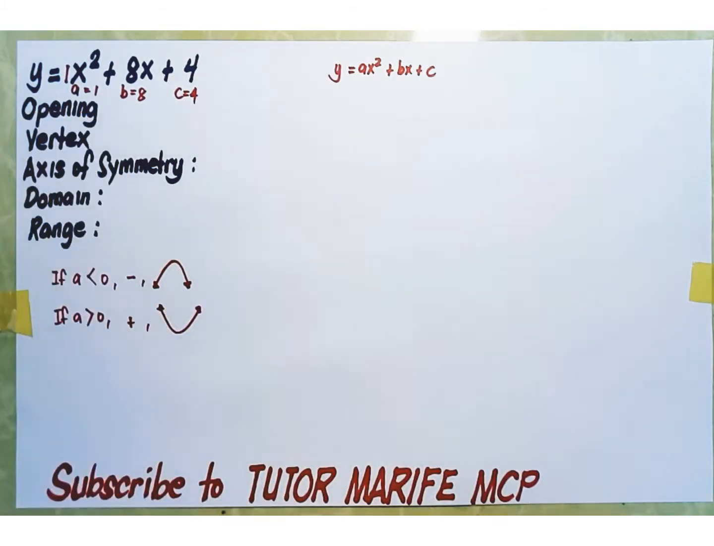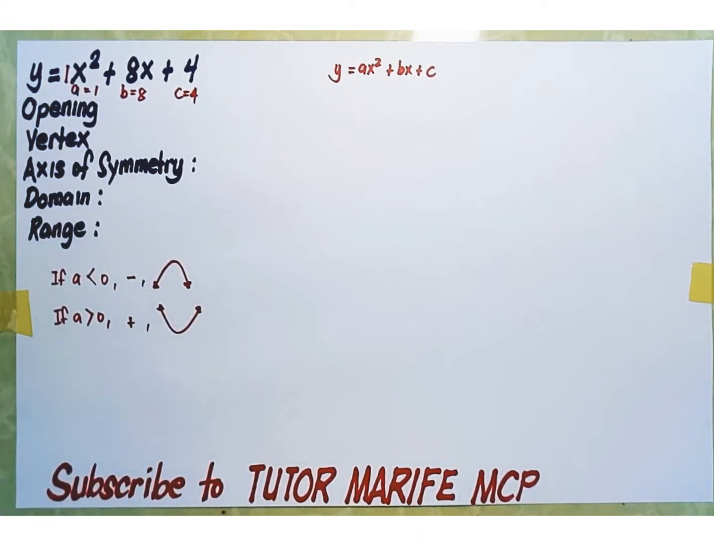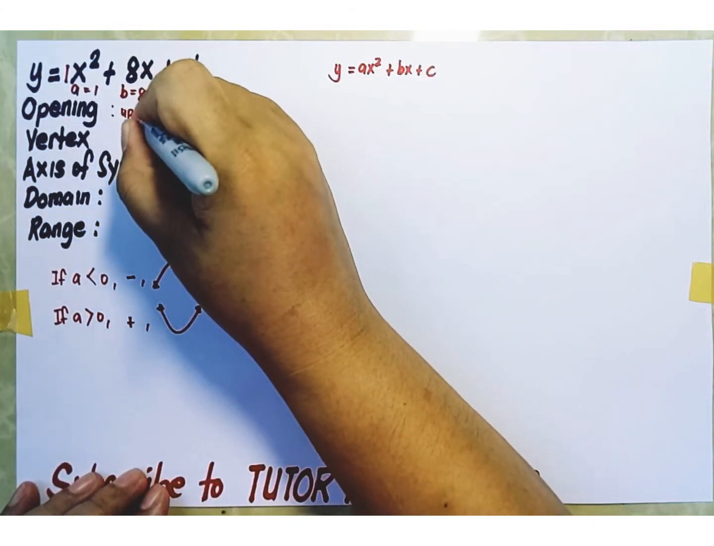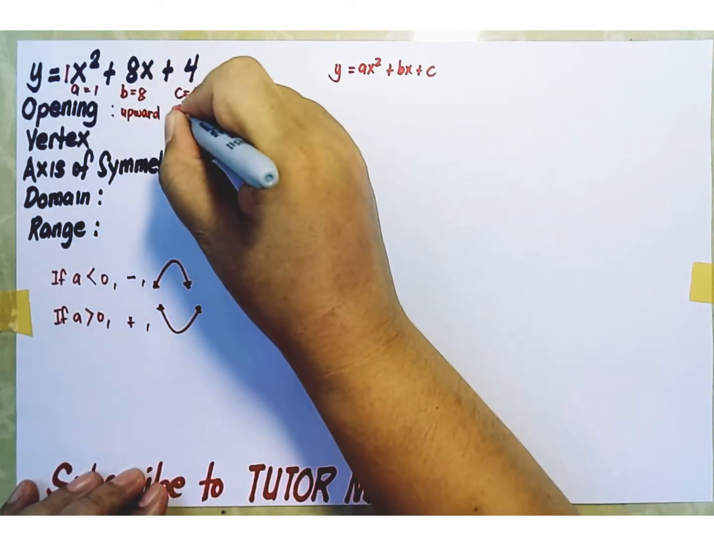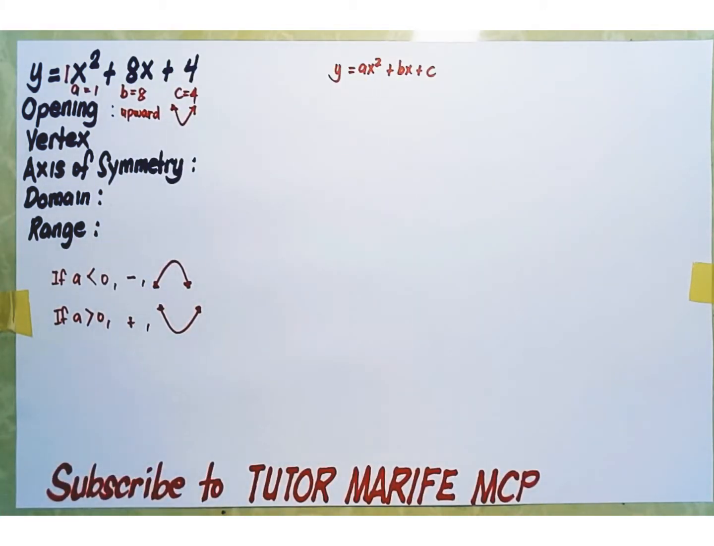Going back to our given, A is equal to 1, and that's positive. Therefore, our parabola will open upward. So our graph will look like this.